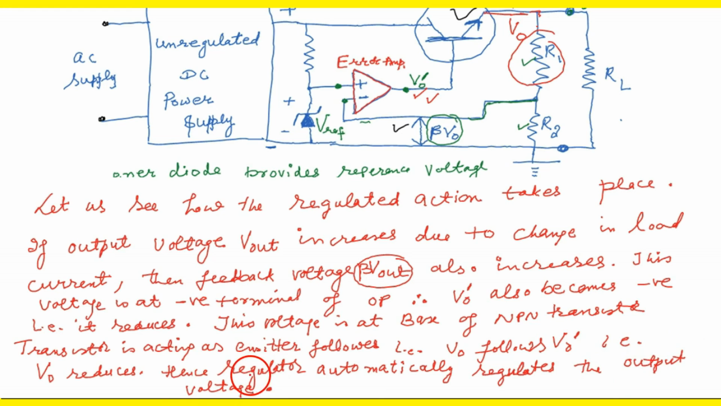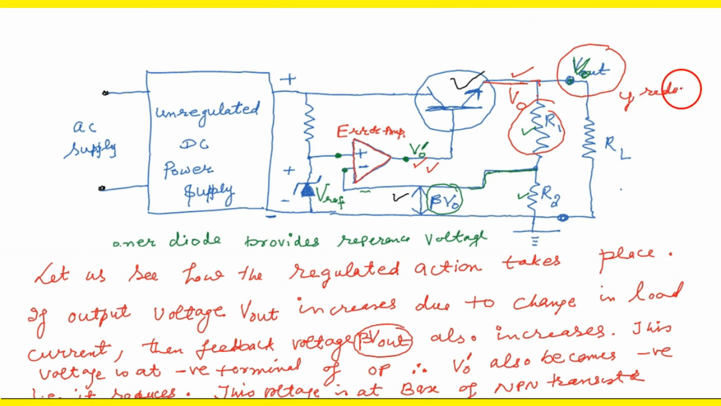Let by chance the output voltage decreases with the change in the value of RL. Then what happens? The feedback signal, which is beta V0, also decreases. That means if the negative of the op amp is at less voltage, then the positive of the op amp is at high. That means V0 dash increases. Increase in V0 dash means base current increases, which implies emitter current increases. Increase in emitter current means the output again comes at the same level as before.